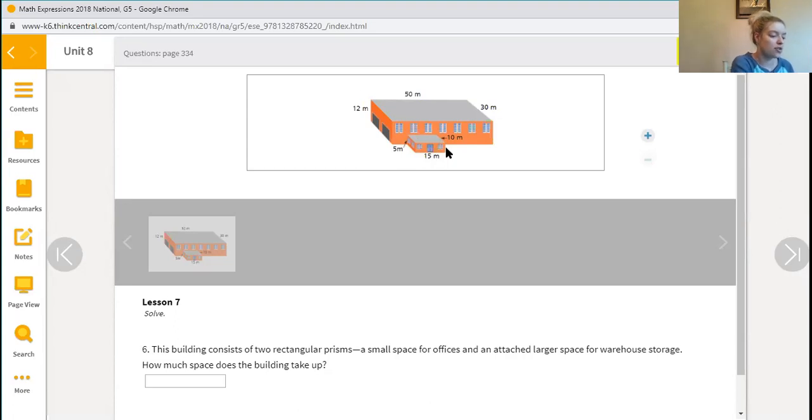Now I can multiply all those values together. 15 times 10 times 5. 15 times 10 is going to be 150. And then I'm going to do 150 times 5, which is going to be 750 cubic meters. Hopefully you guys can see that at the bottom.